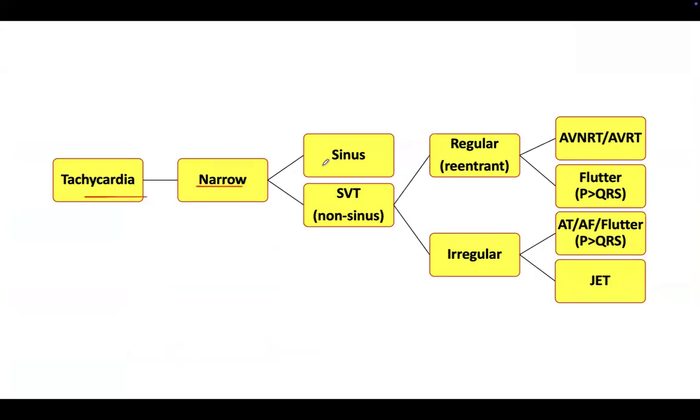So a tachycardia that's narrow is either sinus or SVT. If it's SVT, it could be regular or irregular. If it's regular, we said AVNRT, AVRT, or flutter with a fixed conduction. But if it's irregular, you should think of atrial tachycardias, atrial fibrillation, flutters, or junctional tachycardias, which are usually irregular.